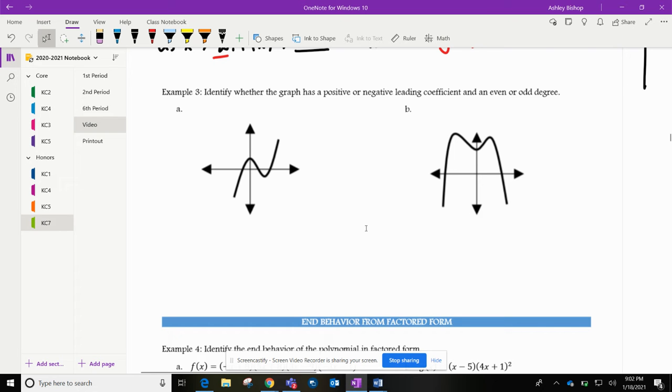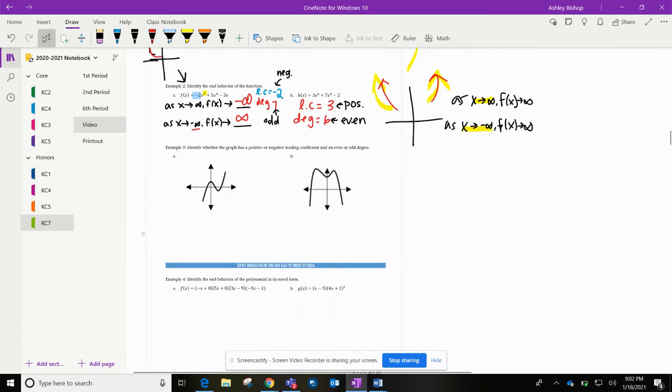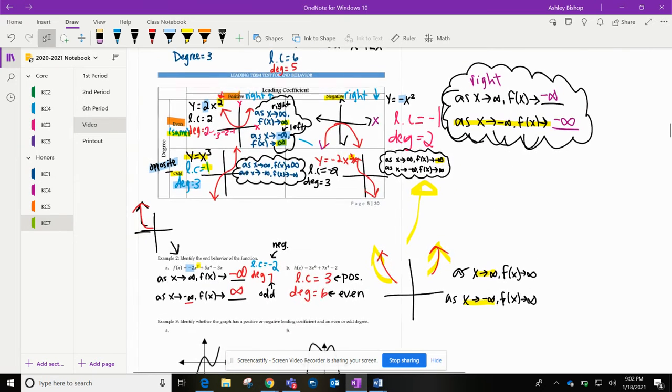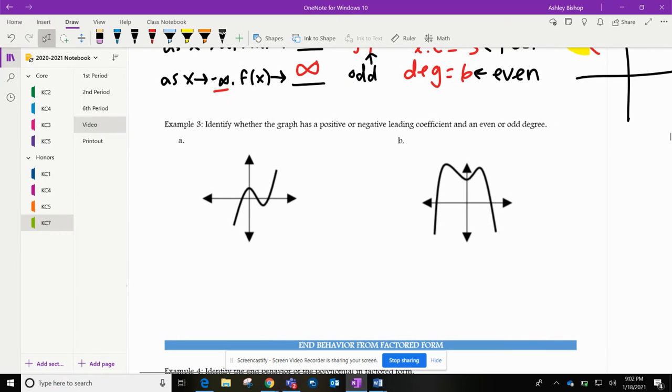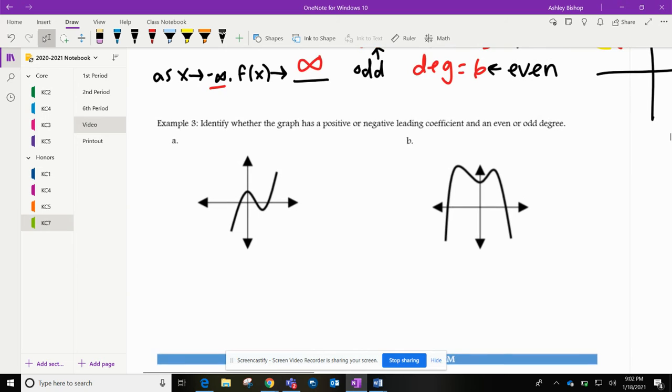Alrighty, so it's a lot more than you think it looks like. All right, once we fill out this chart and know how to use it, everything comes pretty breezy. Now this says, identify whether the graph has a positive or negative leading coefficient and an odd or even degree. So we're going backwards. So now I know what my graph looks like, and I want to tell what I know about the leading coefficient, your LC, and your degree.